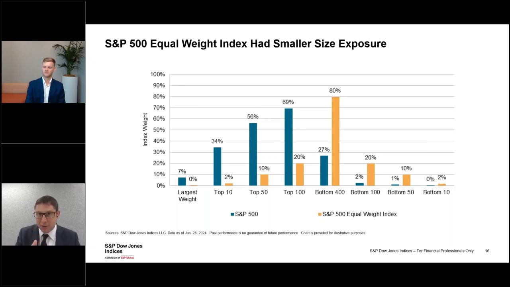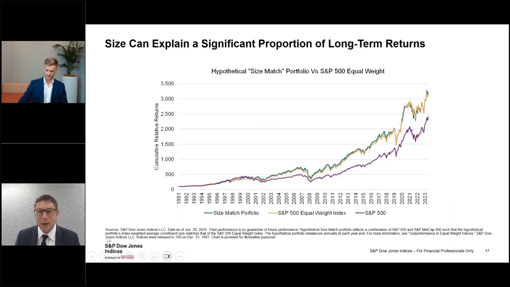Now, because concentration is relatively high compared to history right now today, this is more of a differential than it would have been normally, but throughout its history, equal weight, as you might expect, has had a smaller size exposure. And that's one of the most important things in understanding how it's performed from a factor perspective. In terms of the overall long-term returns, it can explain a lot.